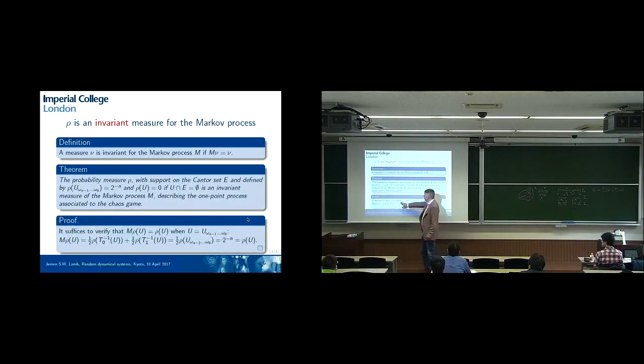And how to check that? Well, you just have to show that M acting on this measure is the same. And how do you do that? Well, it's enough to look at just these subsets, because everything here is built from these subsets. There's no mystery. Everything that we know is from the subsets. And you just compute it. So you act with M on this set U, this is the definition.